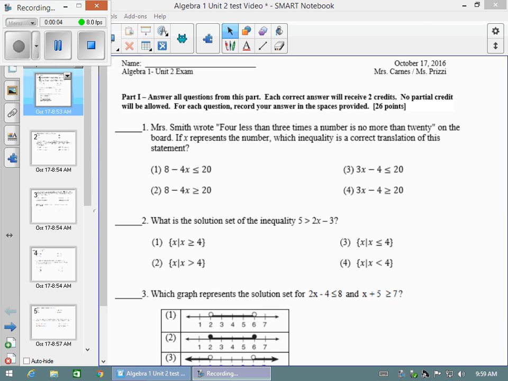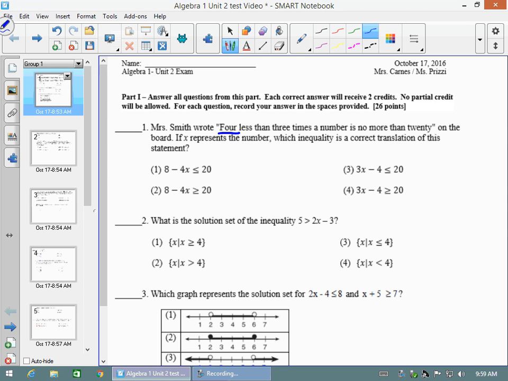Question 1, it says Mrs. Smith wrote "4 less than 3 times a number is no more than 20" on the board. If x represents the number, which inequality is a correct translation of this statement? So we have 4, then we have that phrase less than, 3 times a number is no more than 20.